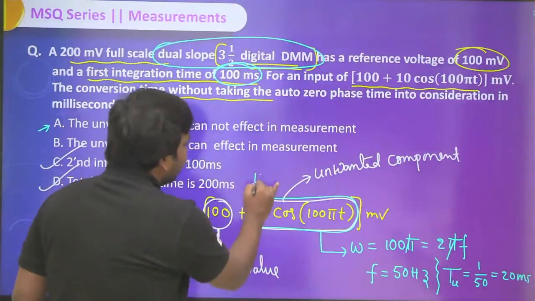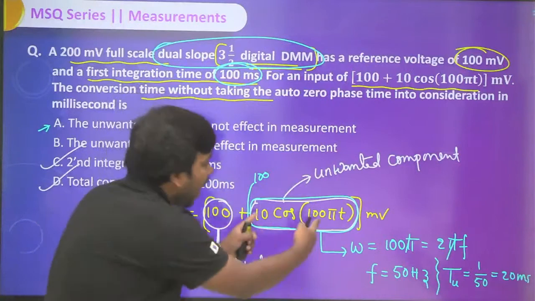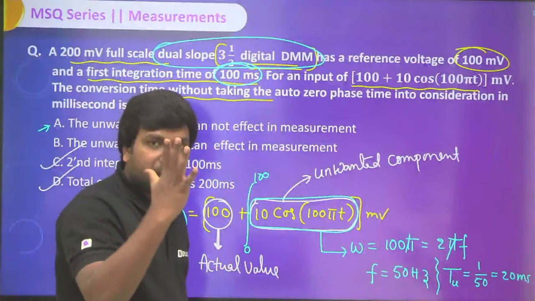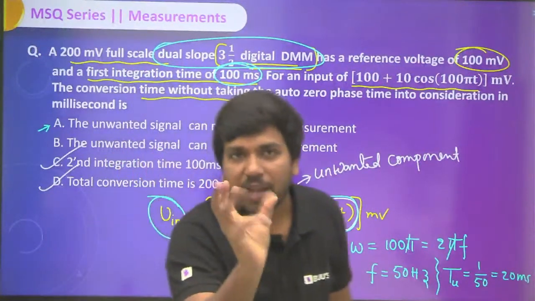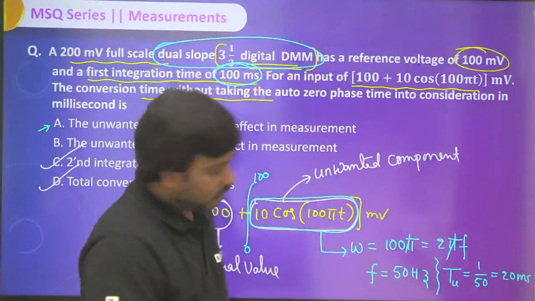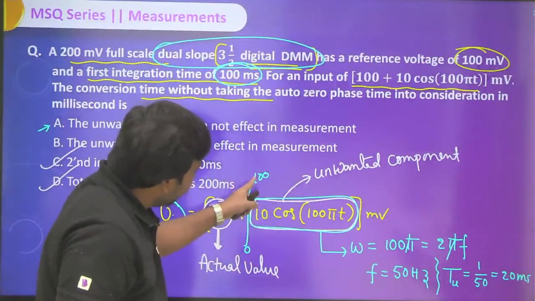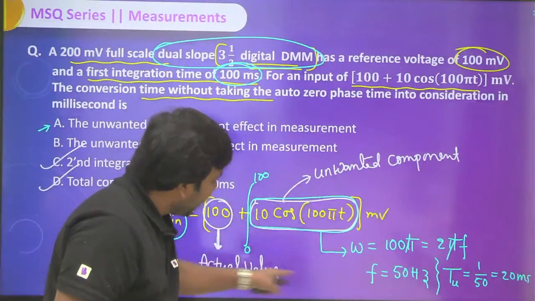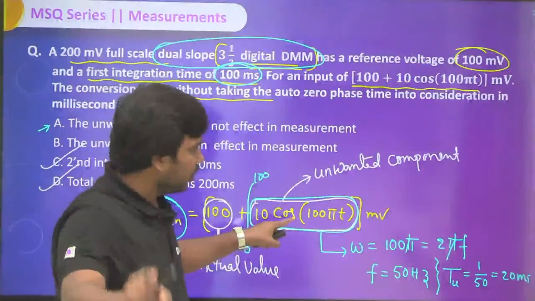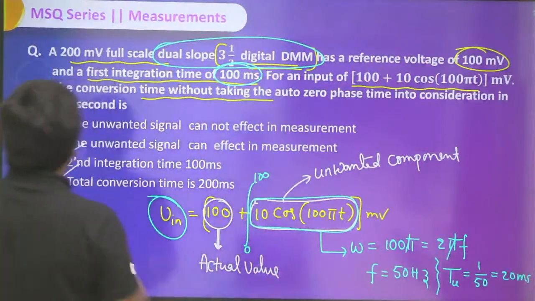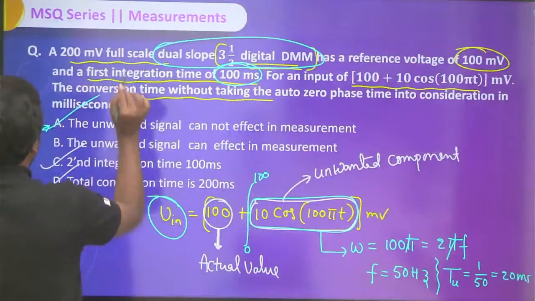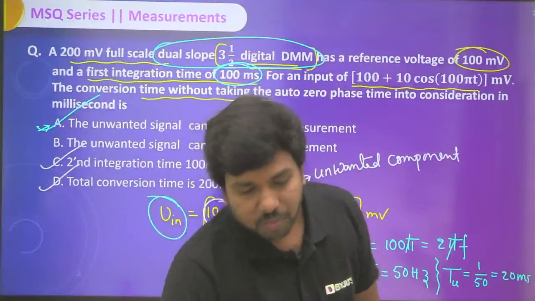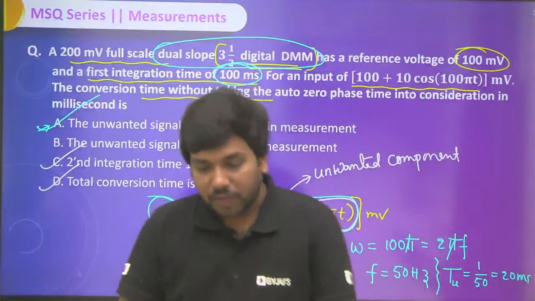From 0 to 100 milliseconds, if you integrate this, you will get its average value, because it is integrating 5 cycles. When you integrate 5 complete cycles, obviously your net value will become 0, because the average value is 0. That means the unwanted signal cannot affect the measurement. So option A is also a correct answer. This is a very good question. Options A, C and D are the correct answers for this question.